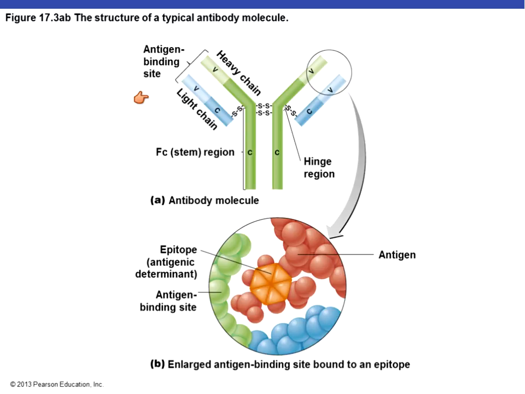This region here is called a variable region because it changes. This constant region is going to stay the same for each antibody within that class. So everything in IgG is going to have the same constant region, everything in IgM has the same constant region as the others, and so forth.